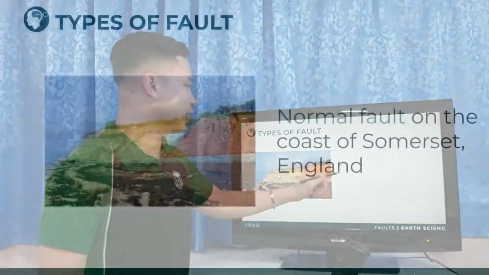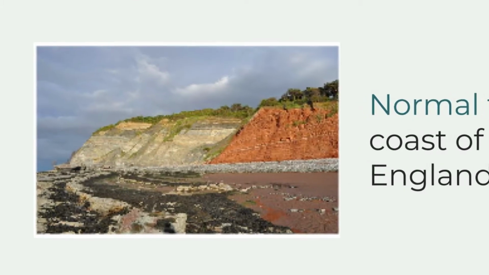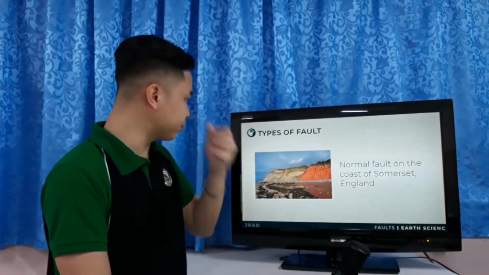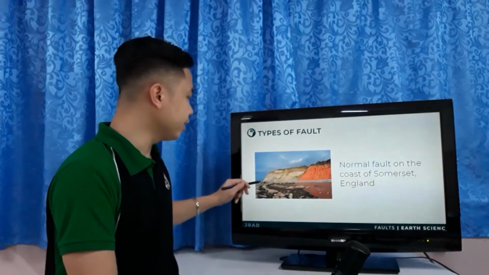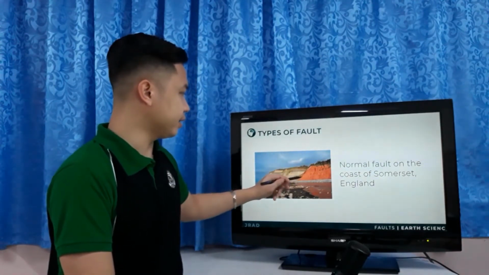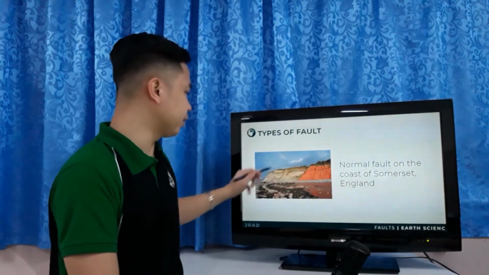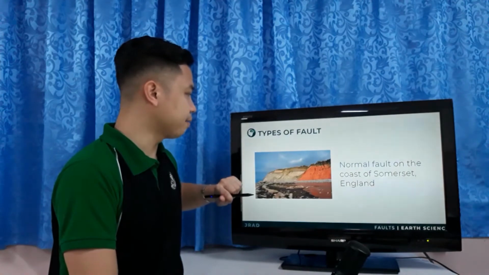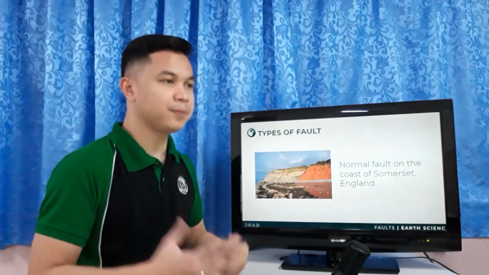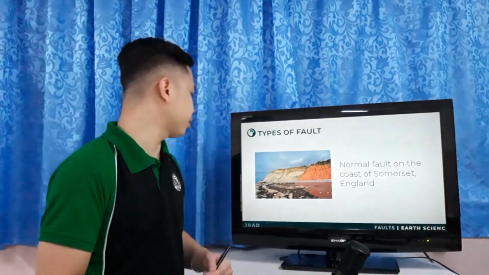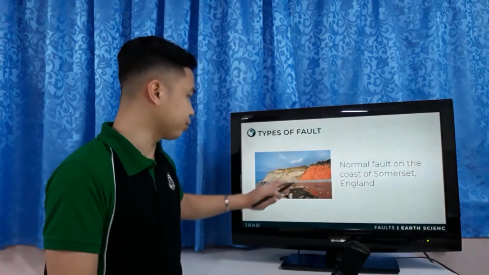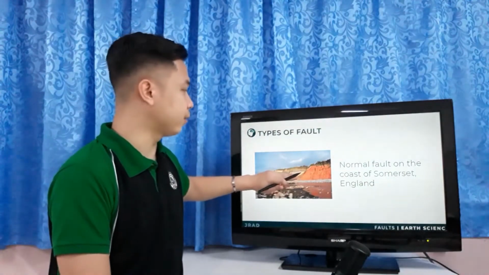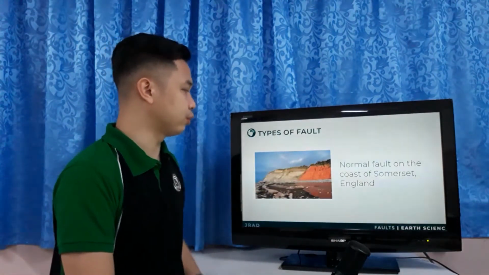Ito yung example ng normal fault on the coast of Somerset, England. So if you're going to observe this picture, this is the hanging wall, this is the footwall. So hanging wall moves down. Bumaba yung hanging wall. Okay? Maaaring because of shaking, maaaring because of water. Medyo malambot yung lupa dito kaya bumagsak itong hanging wall. Tama? Tapos naiwan yung footwall.